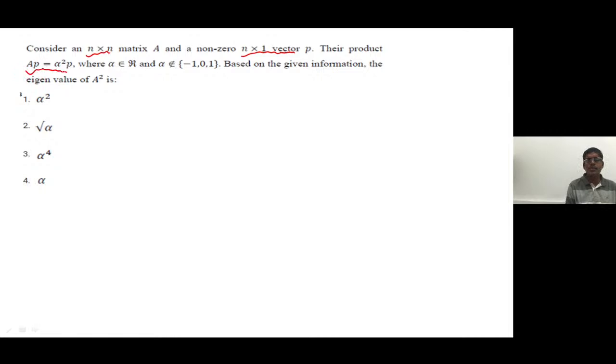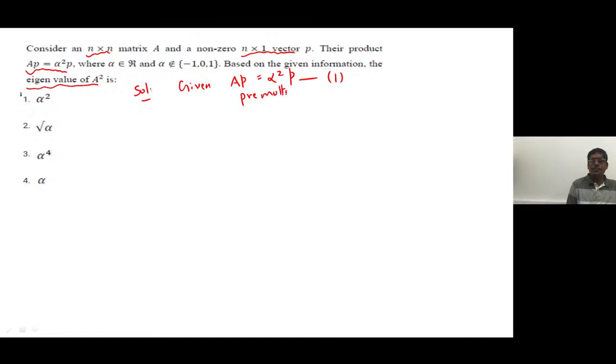This is the hint given, where alpha belongs to R, the set of real numbers, and alpha does not belong to the three values minus 1, 0, 1. Based on the given information, find the eigenvalue of A square. Previously I told you the relationship between matrix A and its eigenvalue lambda with the corresponding eigenvector P can be written as A into P is equal to lambda times P. Based on that method, given A into P is equal to alpha square into P, let us say this is equation 1.